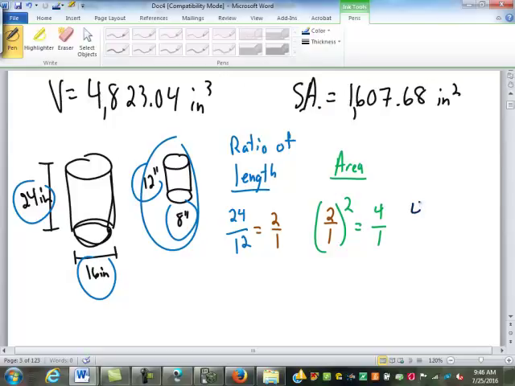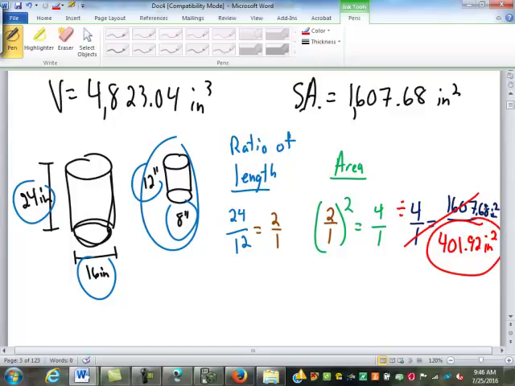So then we do the 4:1 with the 1,607.68 square inches on top. And we cross multiply and divide, which is going to give us basically 402. 401 point, what is it? 92 square inches. How many of you had that one?